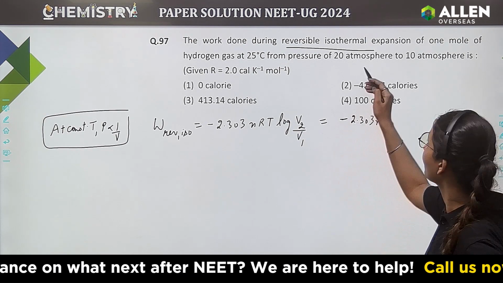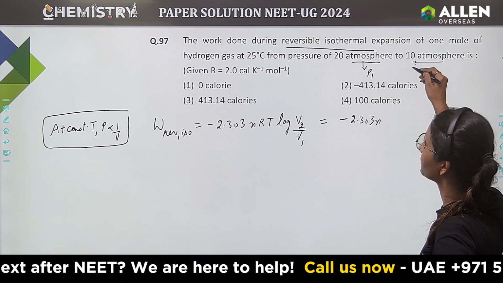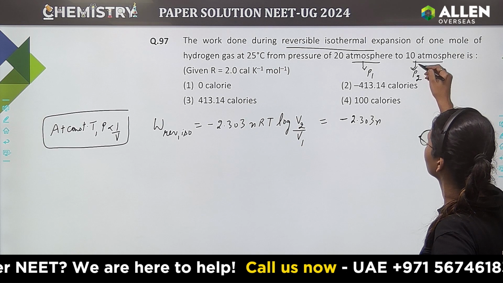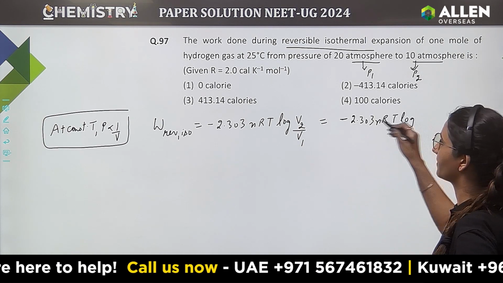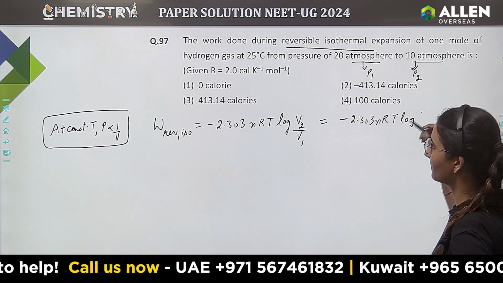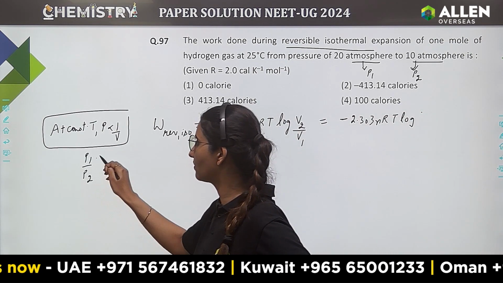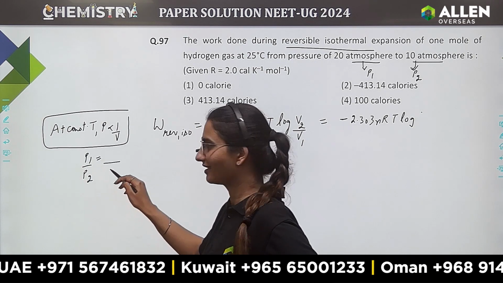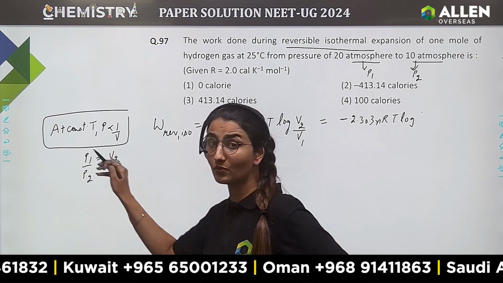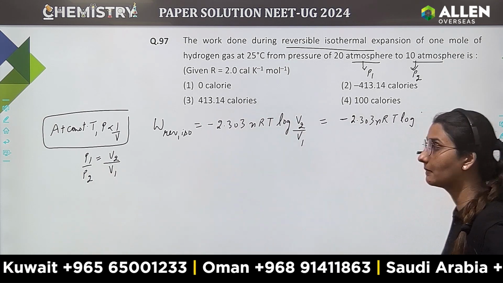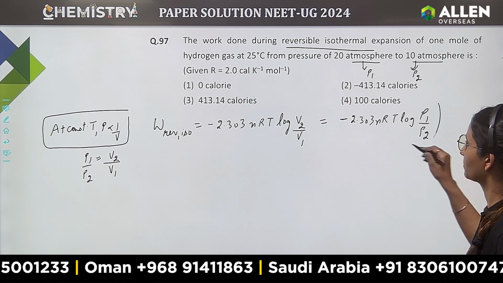Why? Because they have given pressure, students. This pressure is your P1. This pressure is your P2. Correct? Put the value. nRT log of the reciprocal of V2 by V1. See, if I'm taking the ratio, P1 by P2 would be equal to what? The reciprocal. It would be, students, V1 by V2. So instead of V2 by V1, I'll put what? P1 by P2. Now using this formula, I'm solving.